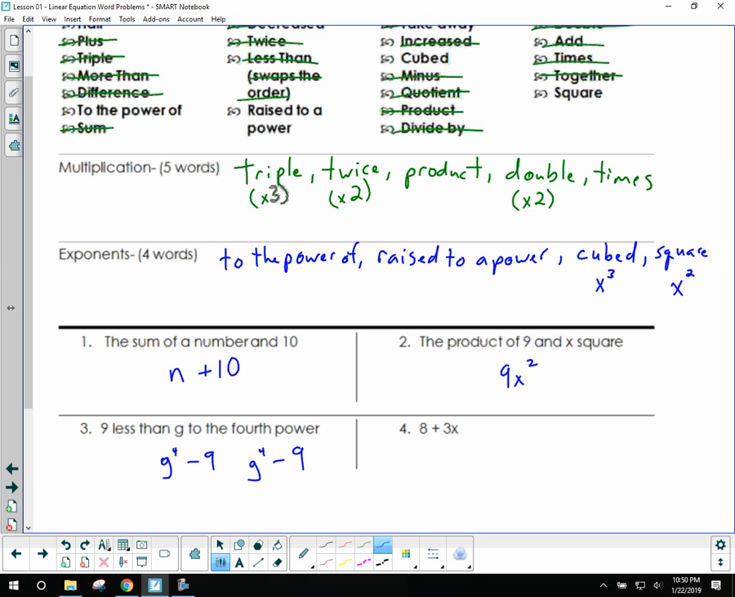Anyway. And number 4, I don't know. We could say maybe the sum of 8 and 3 times a number.